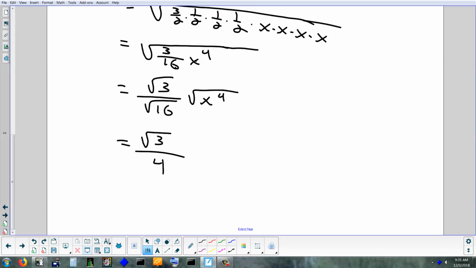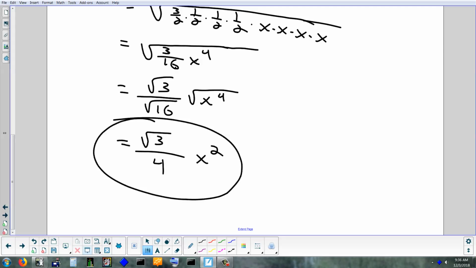And how about the square root of x to the 4th? Well, when you take the square root, the exponent is going to be gone, just like it's gone with the 4. It's just x to the 2nd, because x to the 2nd times itself is x to the 4th.